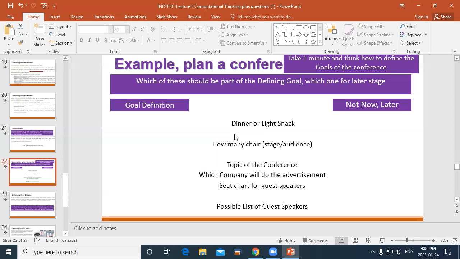So where do you think you would start? Would you want to know how many chairs? Topic. So what do you, yeah, speaker chart, but you want to know the topic, because before you can do the speaker chart, you need to know who's going to be the speakers. And before you can know who's going to be the speakers, you need to know what's the topic, because different people can talk about different things. So you want to know the topic first, then you're going to know who's the speakers. Then you can start talking about where you're going to sit them and who's going to do the advertisement.